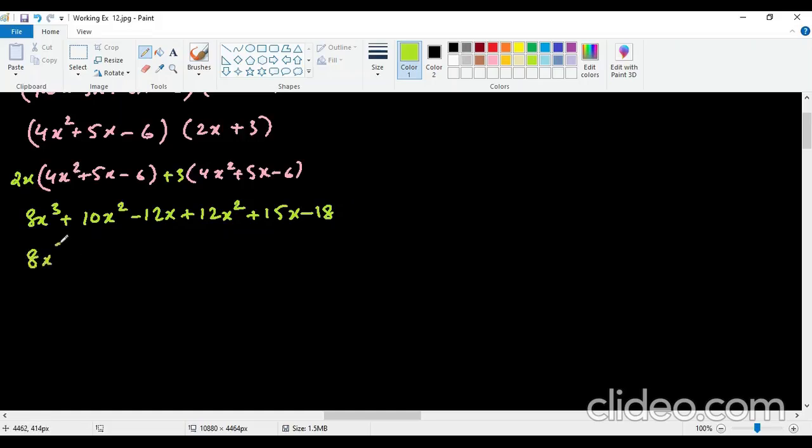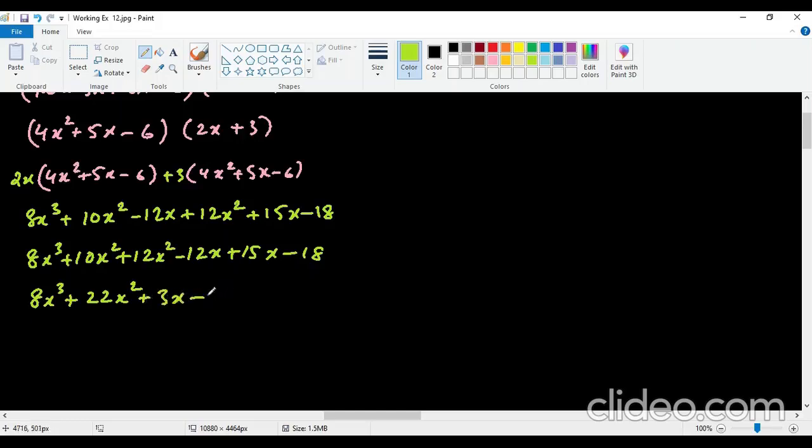Further simplification, I am bringing the like terms together, plus 12x square together with 10x square, and minus 12x and plus 15x are going to be together. First part is going to give me 8x cube, and this is going to give me a 22x square and plus 3x minus 18, and this is going to be your final answer.